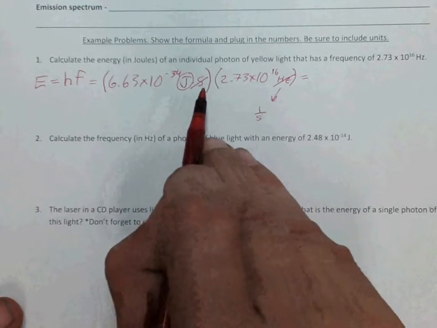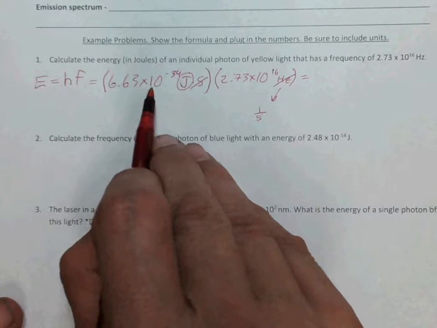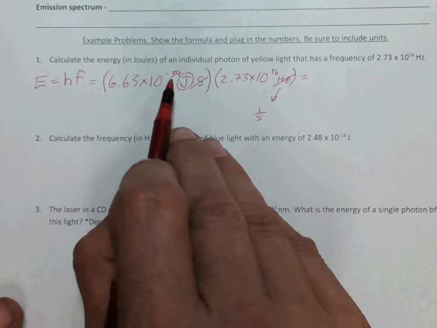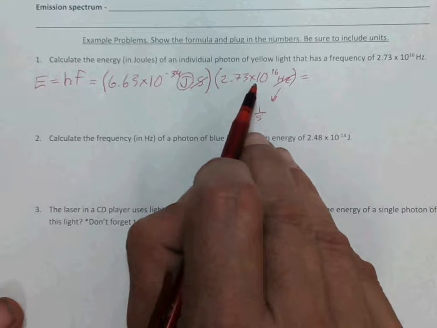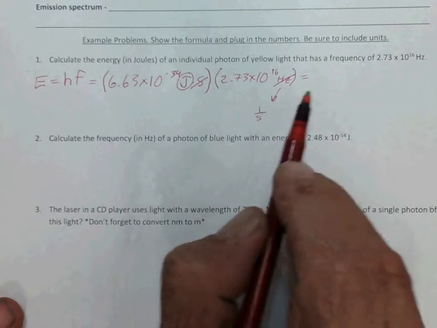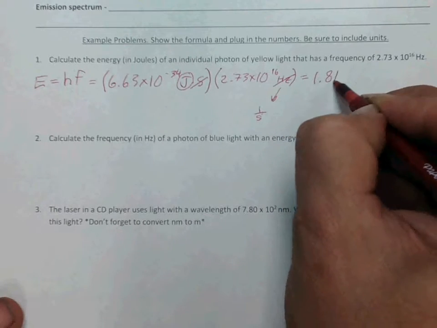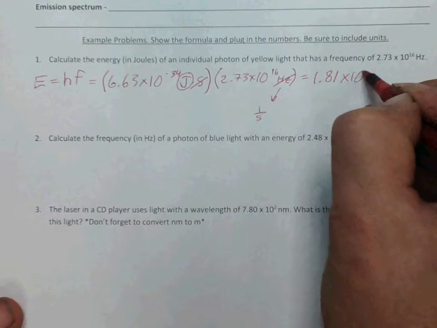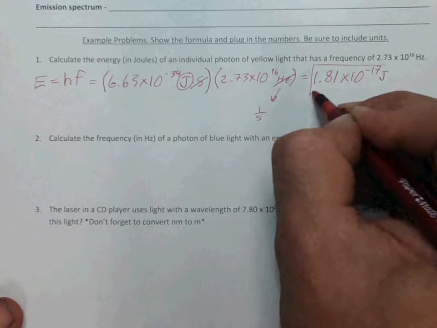When we do our multiplication on our calculator, remember 6.63, then we hit the second EE button and use the sign change button down at the bottom right corner to change it to a negative and then put in your 34 times 2.73, second EE 10 and then plug in your 16 to get your times 10 to the 16th. The answer, when rounded to three figures, is 1.81 times 10 to the negative 17 joules. So that's our answer right there.